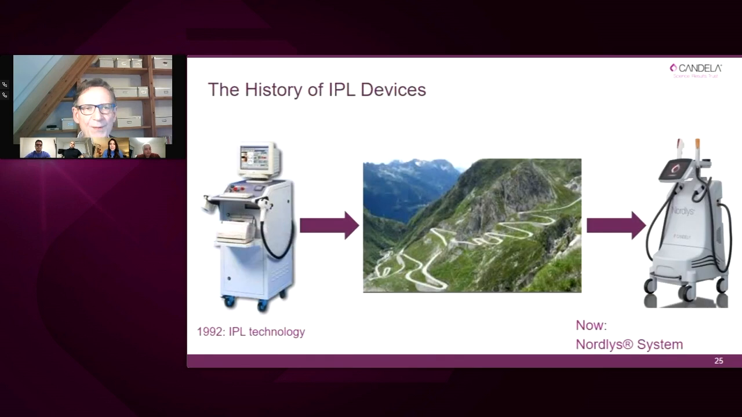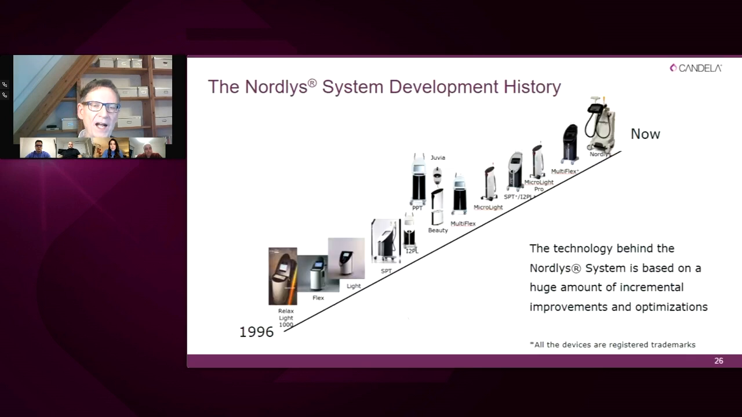First of all, IPLs. The history of IPL started in 1992 with the Photoderm, and then there was a long and winding road until we reached the Nordlys system, which is the most advanced system on the market now. I was so lucky to take part in this journey with the Nordlys, as you can see from the first device, and the technology has been improved and refined over the years, and now we've got this Nordlys system.